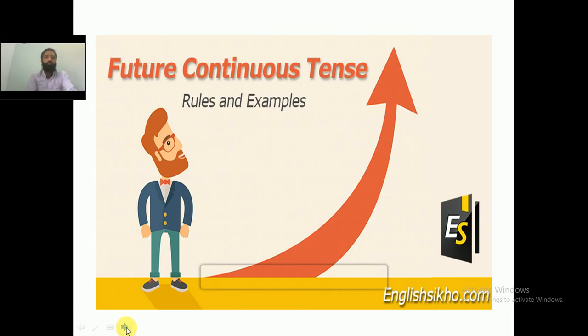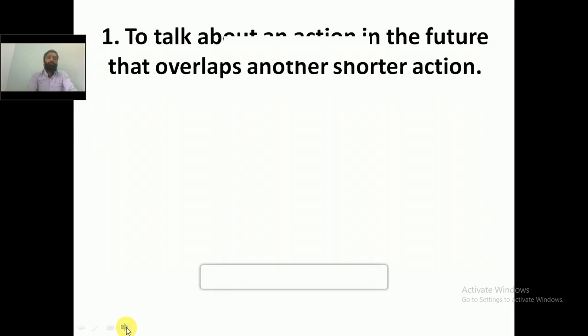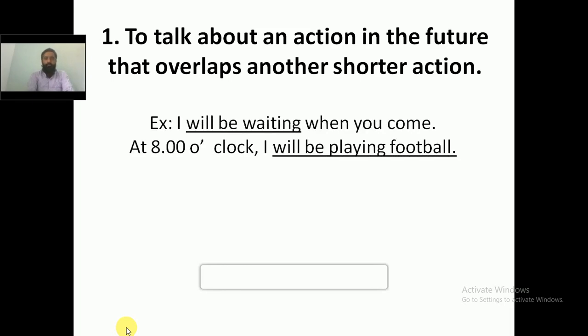How to use this future continuous tense. The first usage, to talk about an action in the future that overlaps another shorter action, which means there will be two actions that are happening. Make it clear with an example here. I will be waiting when you come. At 8 o'clock I will be playing football.